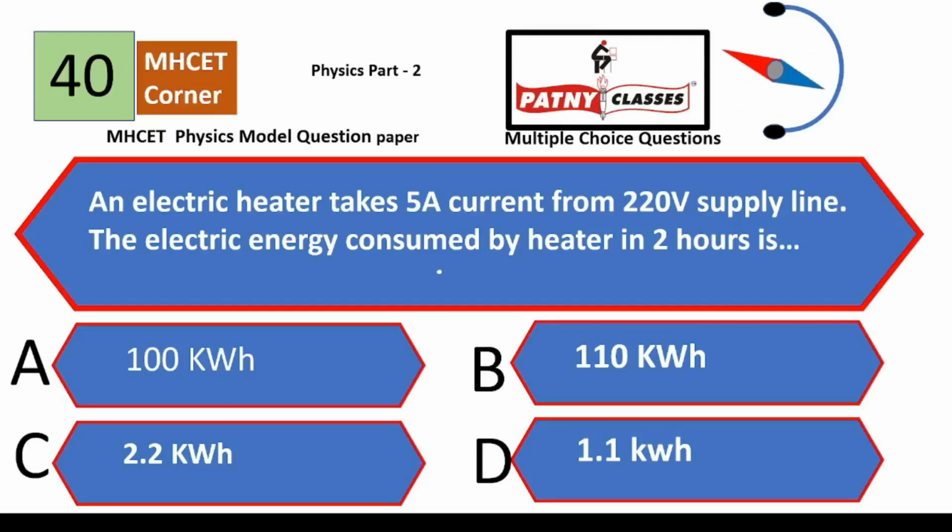Therefore, electric energy consumed by heater in 2 hours is 2.2 kilowatt hour. Therefore, option C is correct. So we lock option C.